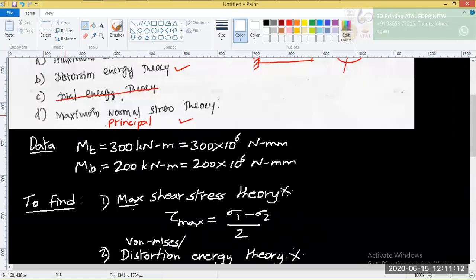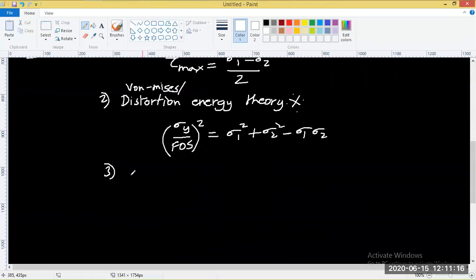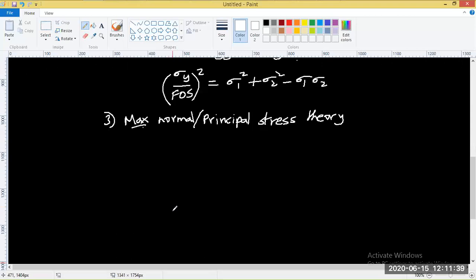And third one is what we have asked in the question. We are not doing this. So maximum principal stress theory or normal stress theory, it's also called maximum normal or principal stress theory. So principal stress theory you already studied, right? This one is also available in the data handbook.